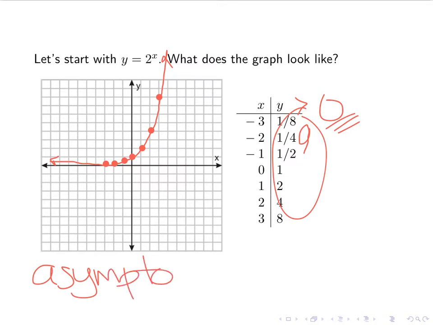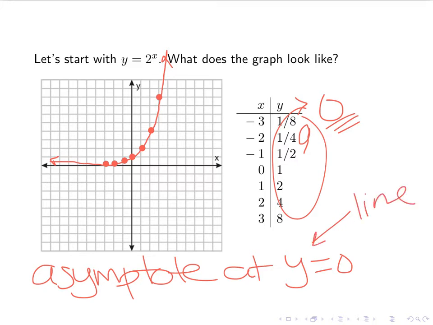So when I get numbers that are getting closer and closer to a particular y value, then I have an asymptote at the line y equals 0. So it's not the number 0, it's the line y equals 0. I'm getting closer and closer to the x-axis. Okay. So those are things to keep in mind.